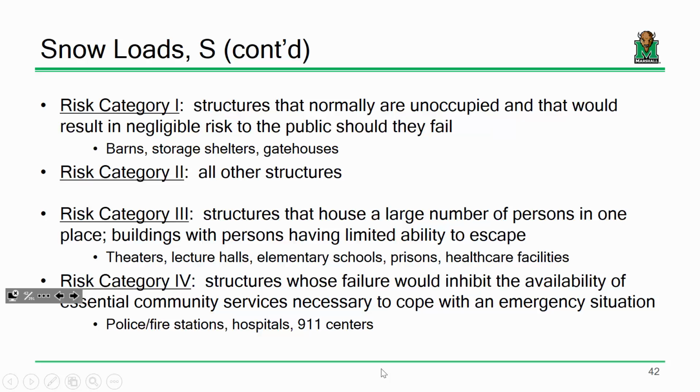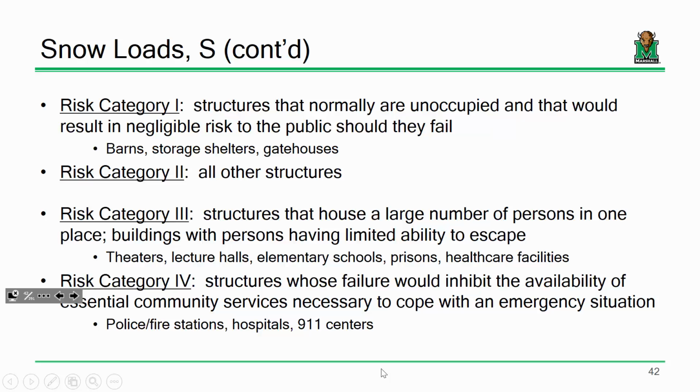I mean, if the fire station fails, that's going to hurt everybody in Huntington. You know what I mean? Because next thing you know, there's a fire and there's no fire station, right? So that affects everybody. A risk category 3 is a structure where you have a large number of people in the building that might have an issue getting out. So theaters and maybe places with large lecture halls and stadiums are risk category 3. Also elementary schools or nursing facilities, where the people inside the building might have a hard time getting out.